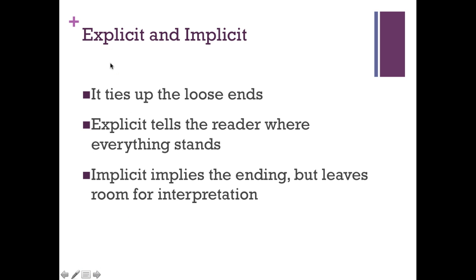Explicit and implicit. It ties up the loose ends. Explicit tells the reader where everything stands, so they go out of their way to tell you. It's like the end of Anchorman, the first one. I haven't seen the second one. It's where all the characters at the end, they tell you what each of them does at the end. That ties everything up for the reader.